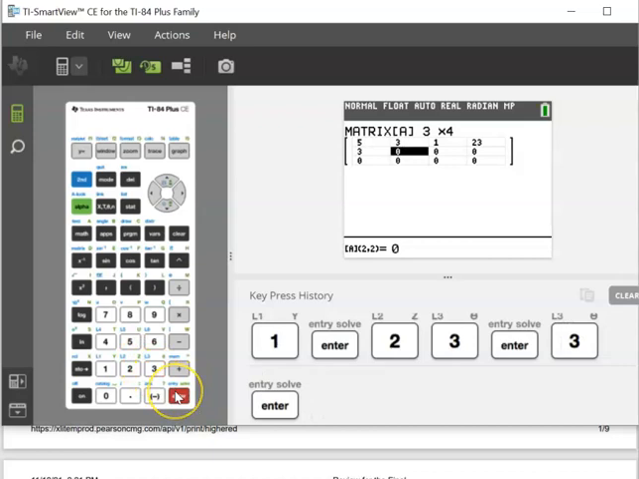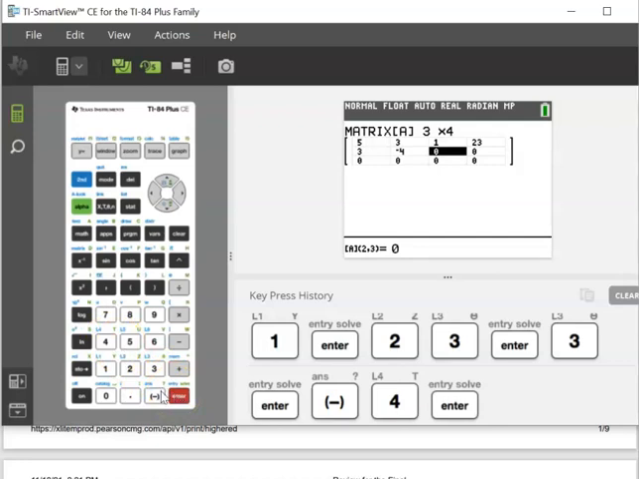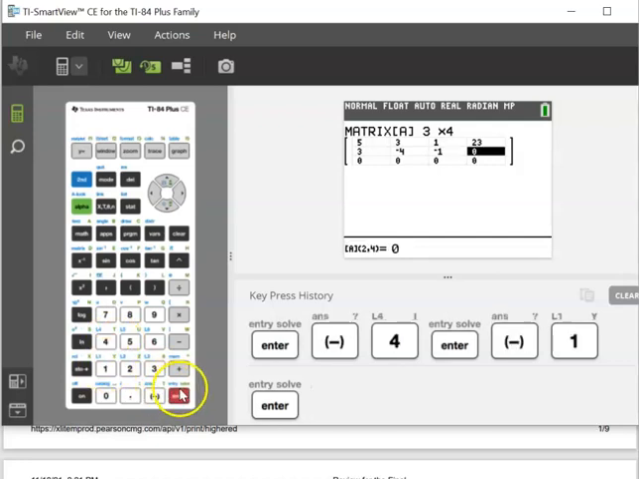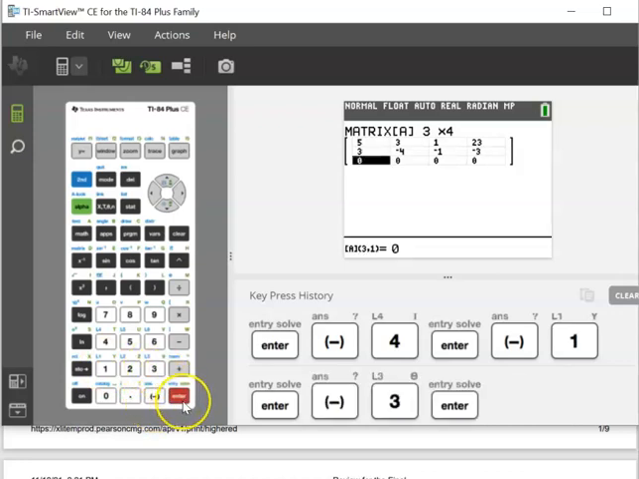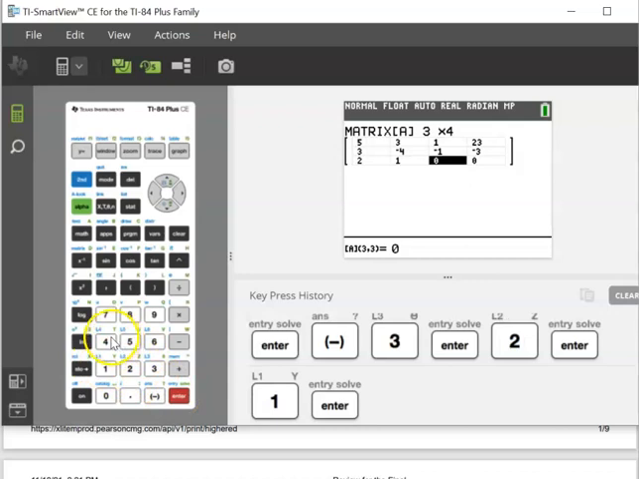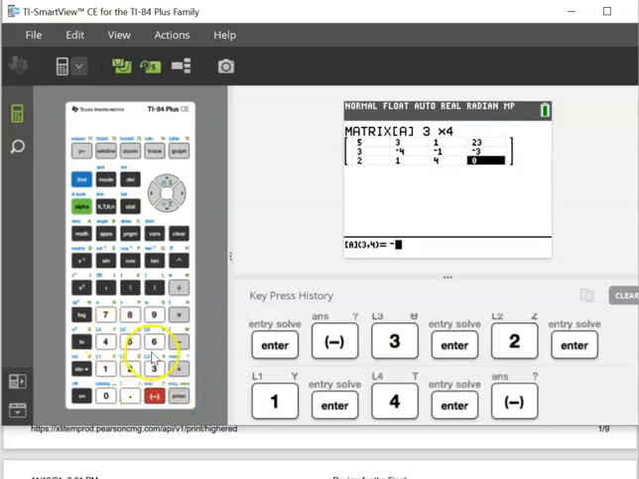3x, and we would say minus 4y, but you would type in, it is a negative 4 as your coefficient, negative 1z, and negative 3. It's equal to negative 3. On the next row, we have 2x plus 1y plus 4z is equal to negative 6.